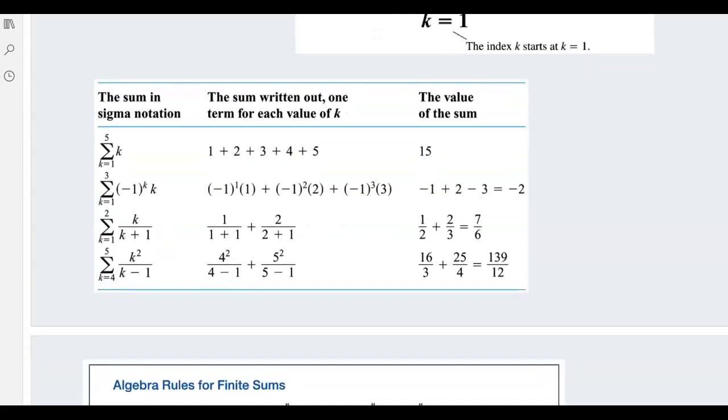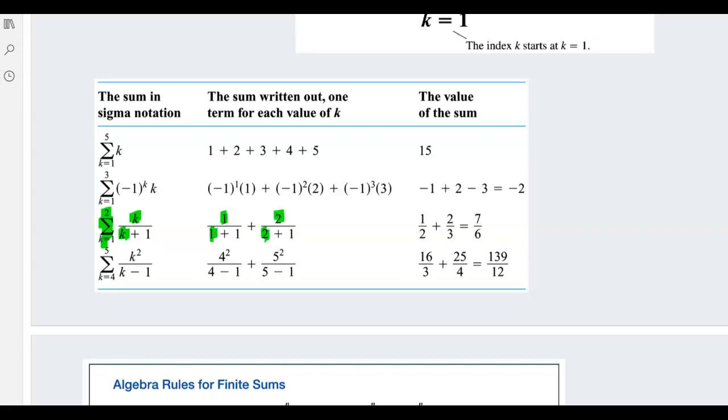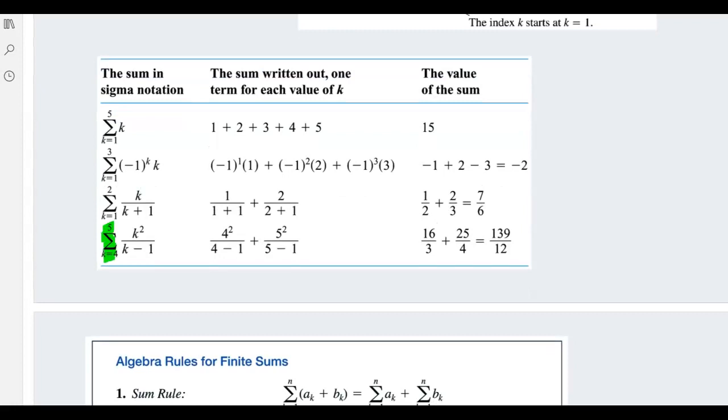Looking down at the third and the fourth lines, we have things that are a little bit more complex. This is going just between 1 and 2. I'm plugging 1 in everywhere I see k for my first term. And then I plug 2 in everywhere I see k for my second term. Adding those together, I'm getting 7/6 for the overall summation. And then similarly here, for the fourth, I'm going between just the terms 4 and 5. I plug 4 in wherever I see k, and then I plug 5 in wherever I see k. So this is just kind of a reminder of how that summation notation works in a calculation form.